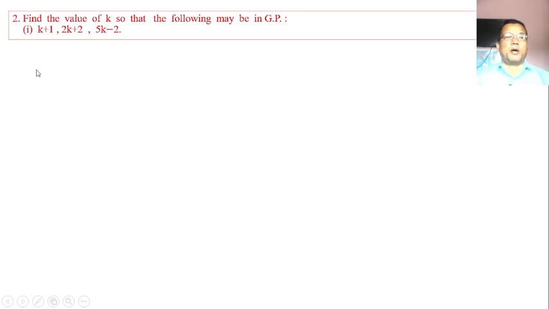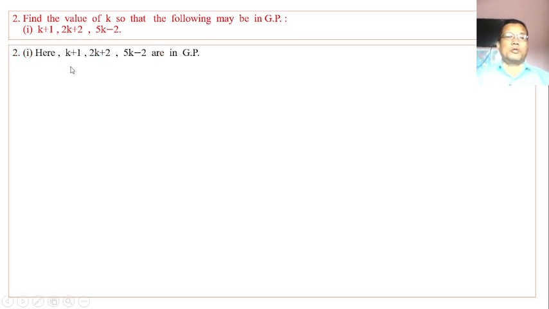Question number 2. Find the value of k so that the following may be in GP. For the first one, to be in GP, the second term divided by first term equals third term divided by second term. Cross multiply and solve, k equal to 6, which is the required value.